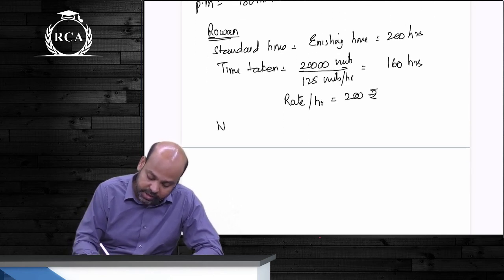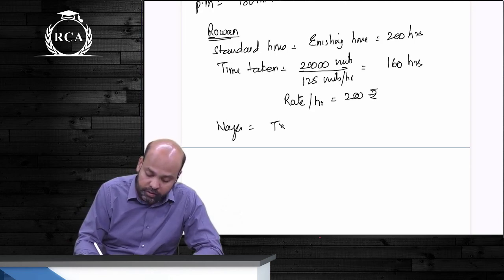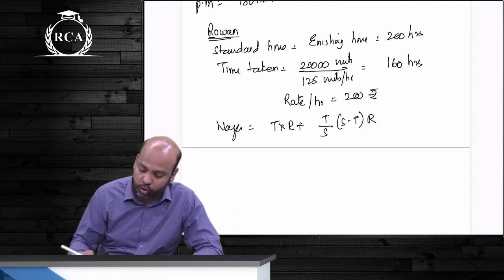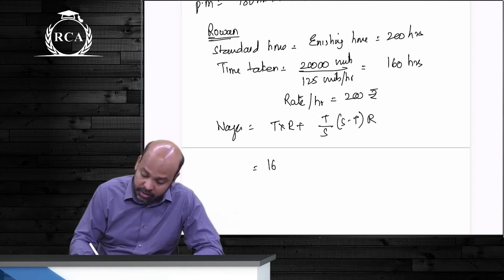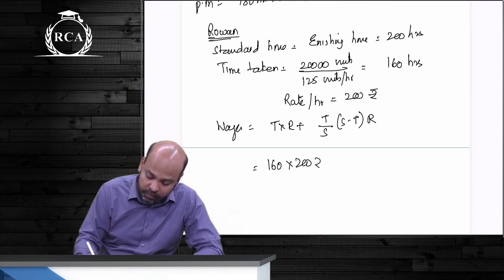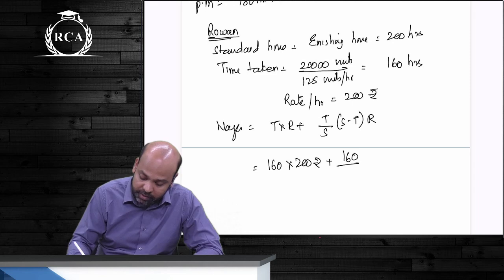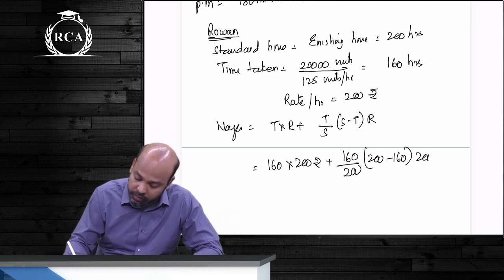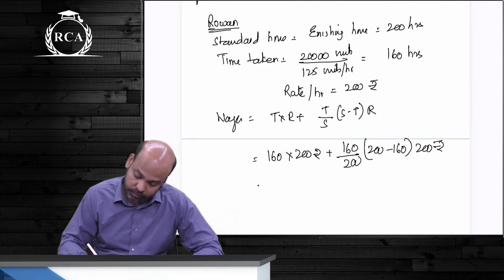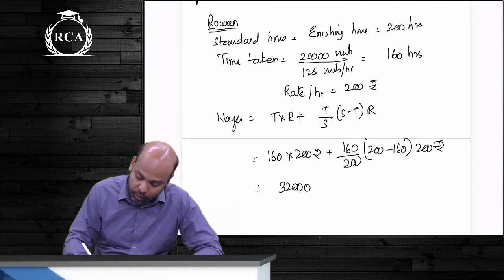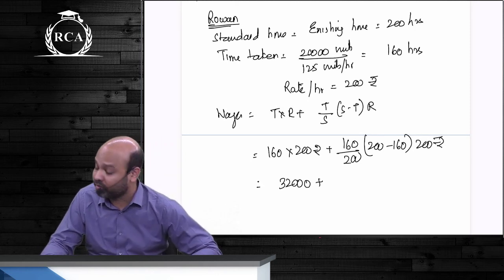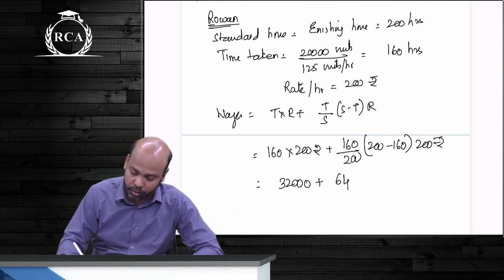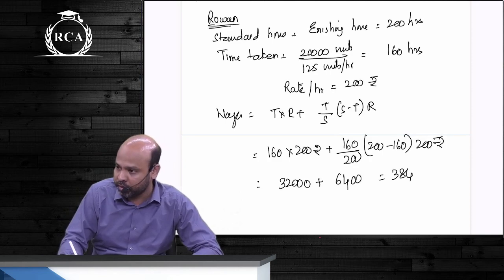Now when I write wages, guys, the formula under Rowan scheme is T into R plus T by S of time saved into rate per hour. T is 160 hours into 200 rupees. T by S is 160 divided by 200 hours into 200 hours minus 160 into 200 rupees. 160 into 200 is 32,000. This is 80% of 40, that is 32. 32 into 200, 6,400. 38,000.